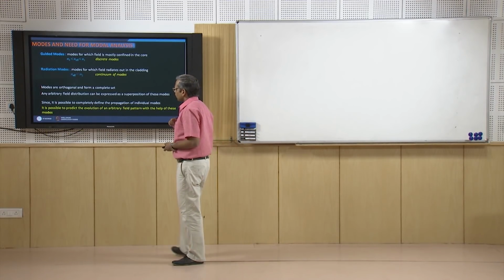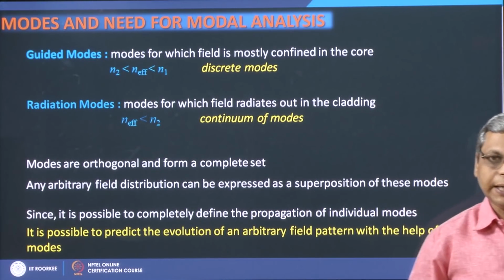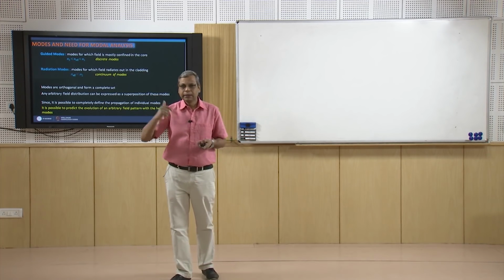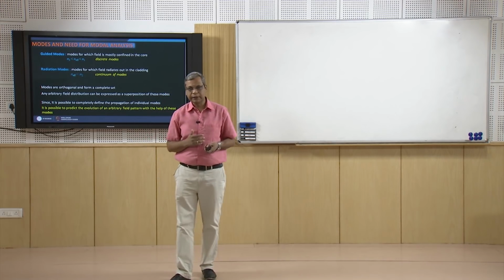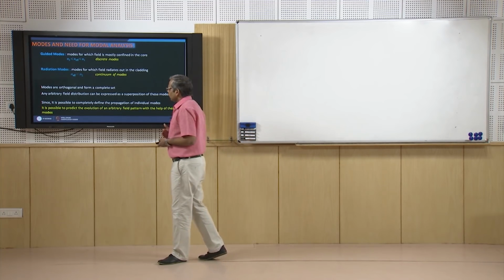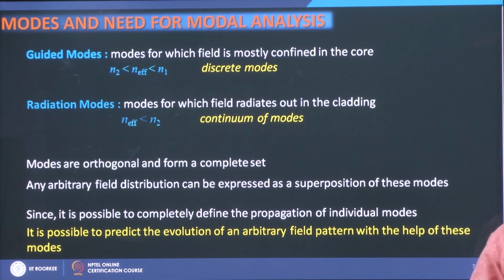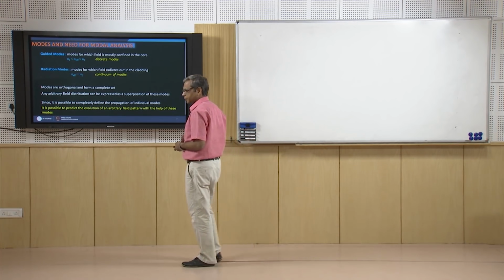And since it is possible to completely define the propagation of these modes, I know the propagation characteristics of these modes. How do they propagate in a fiber? What are the field patterns? What are their respective effective indices and correspondingly velocities? Then it is possible to predict the evolution of any arbitrary field pattern when it propagates in an optical fiber. So, that is why understanding of modes is very important.